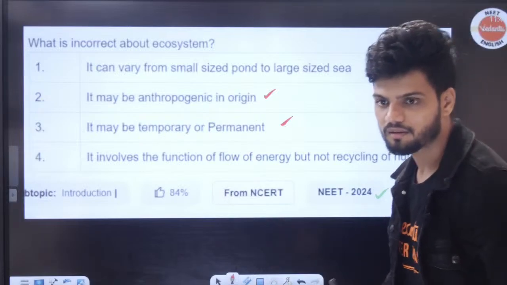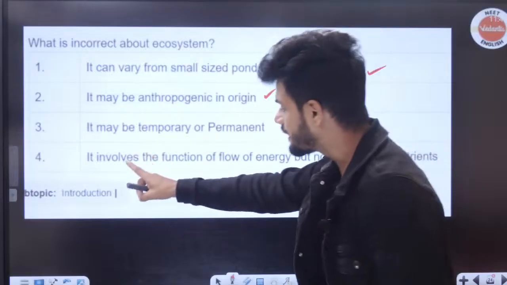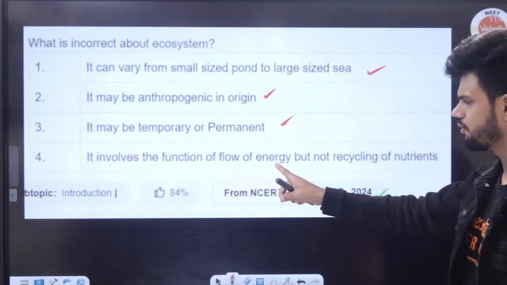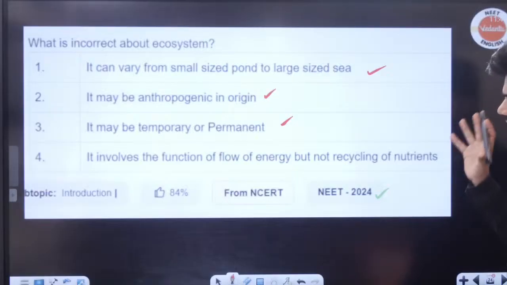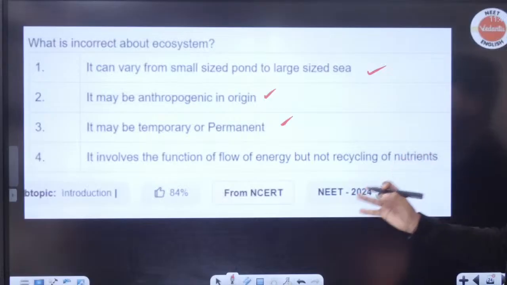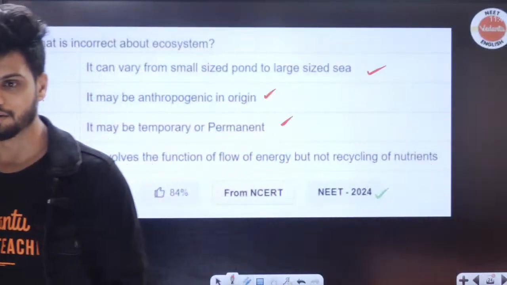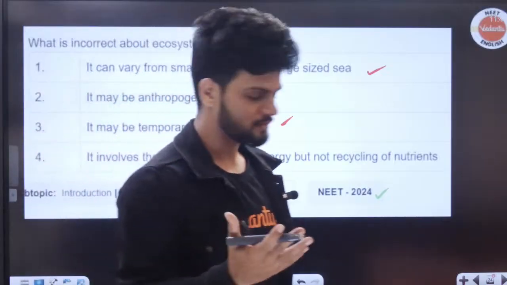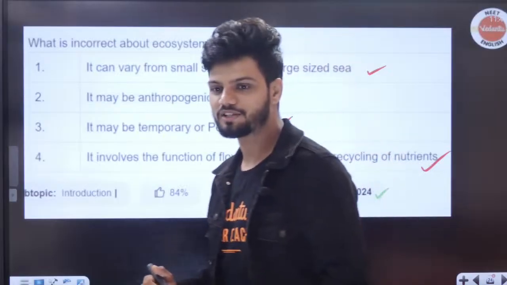Next, the last option you see: it involves function of energy flow, but not recycling of nutrients, students. Did we learn that in the case of your ecosystem, is there nutrient recycling? Yes or no? Tell me quickly. Do you find nutrient cycling? Yes, sir, we find nutrient cycling. What is the answer? D for Diksha, sir.